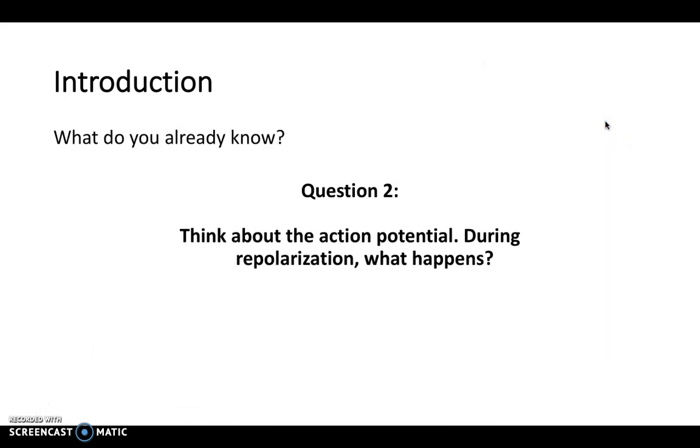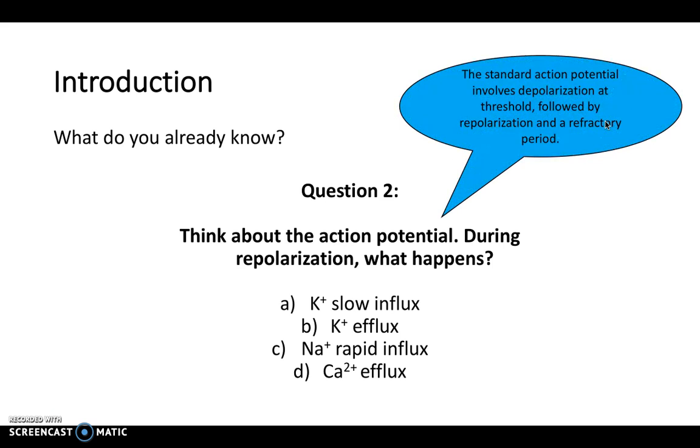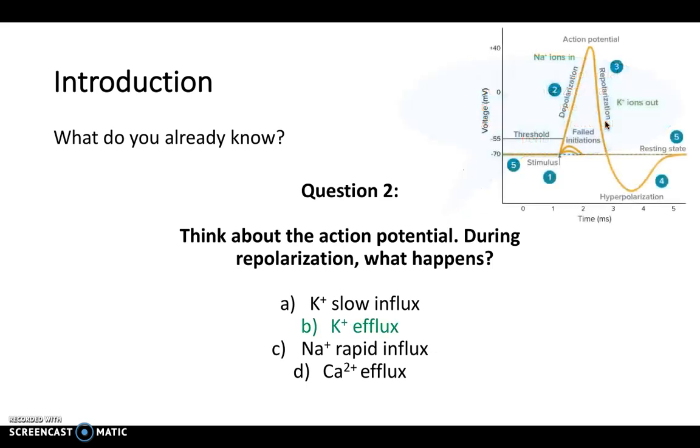Question 2. Think about the action potential. During repolarization, what happens? Is it a potassium slow influx, a potassium efflux, sodium rapid influx, or calcium efflux? So think about your normal action potential and how this includes a depolarization at threshold, repolarization followed by hyperpolarization, in other words the refractory period.